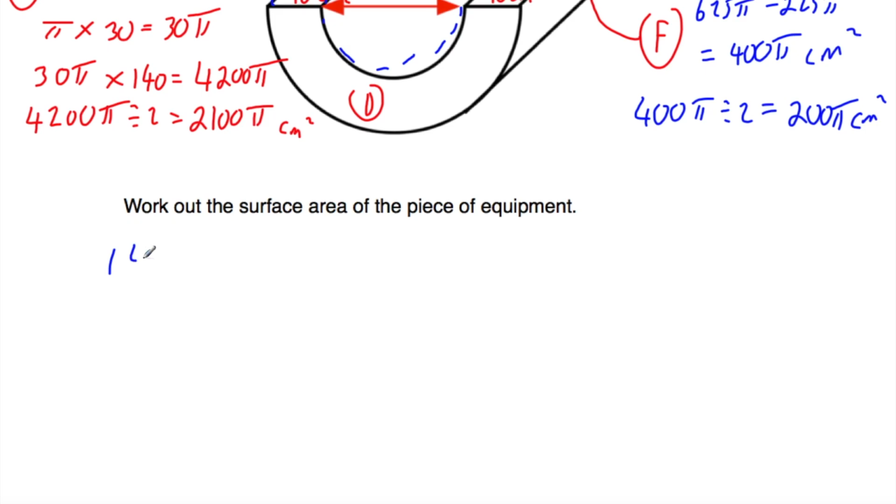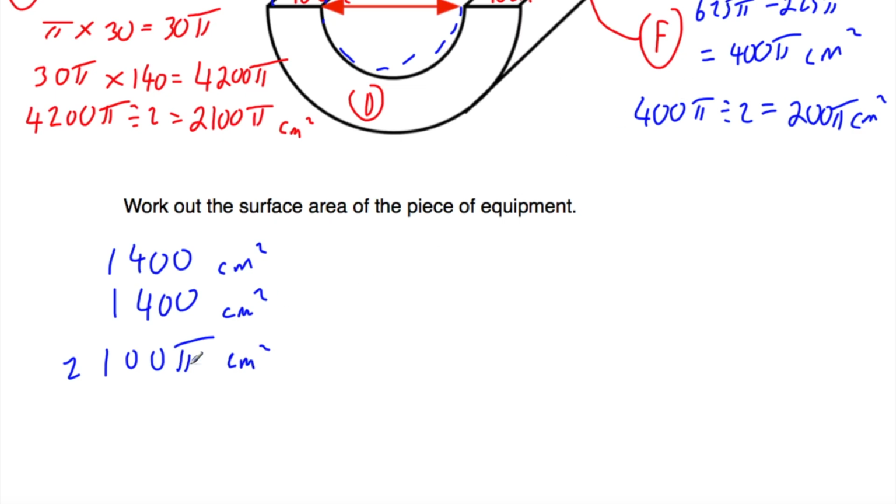So the area of A was 1,400 centimeters squared. The area of B was 1,400 centimeters squared. The area of C, that curved face in the middle going the whole way along, would be 2,100 pi centimeters squared. We have got D, which was equal to 200 pi centimeters squared, and we've got E's 200 pi centimeters squared.